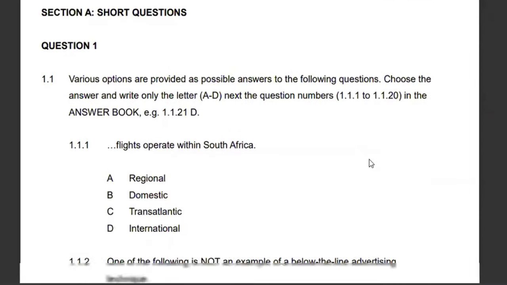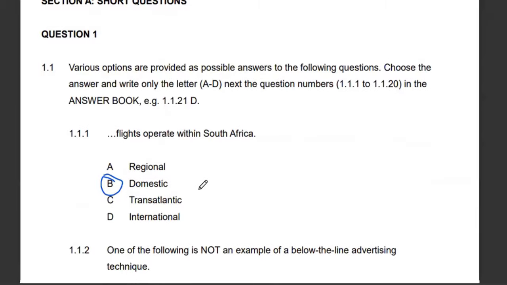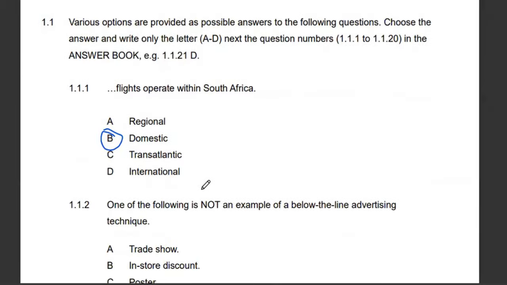So moving straight ahead to the short questions. Question 1, it reads, various options are provided as possible answers to the following questions. Choose the answer and write only the letter. So they are looking for flights which operate within South Africa. The flights which operate within South Africa are known as domestic flights. Those are the flights which operate within South Africa. They don't cross borders, so they are regarded to be domestic flights.